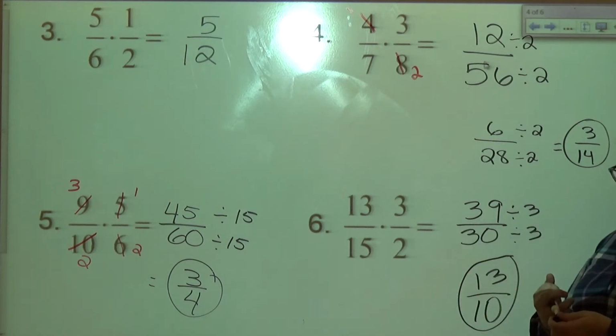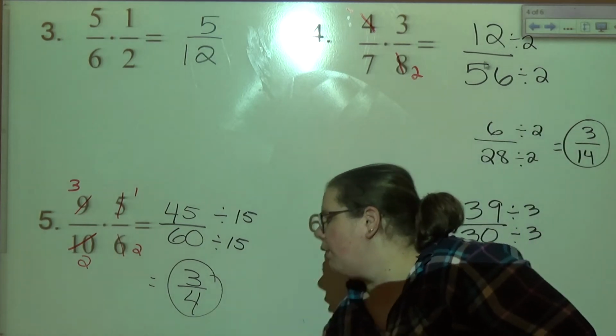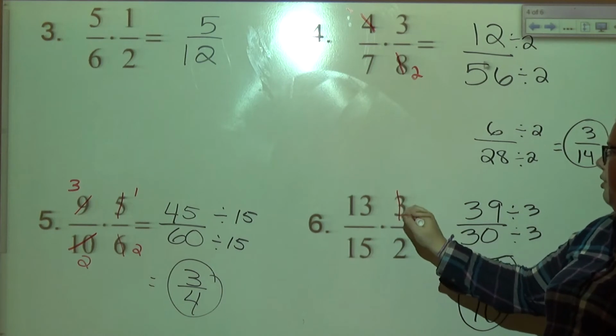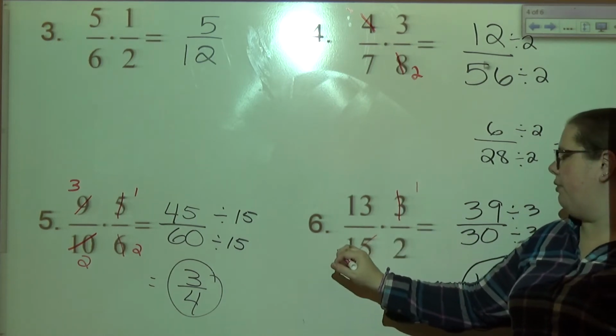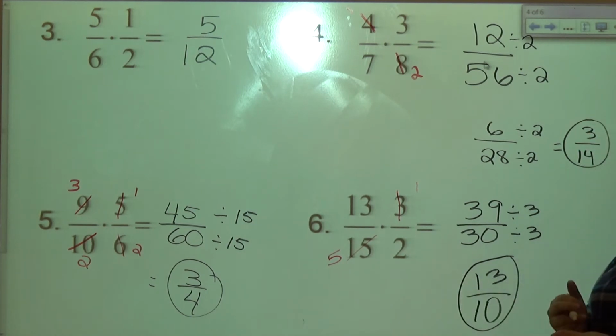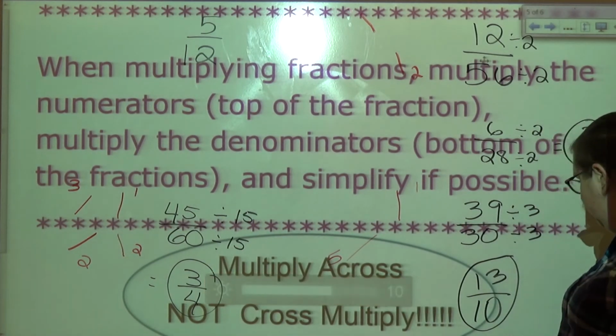If we wanted to cross cancel, hopefully you see that we have our 3 and our 15. So divide by 3, you get a 1. Divide by 3, you get a 5. So 13 over 10. Okay. I think that's it. Oh, so here's some notes.